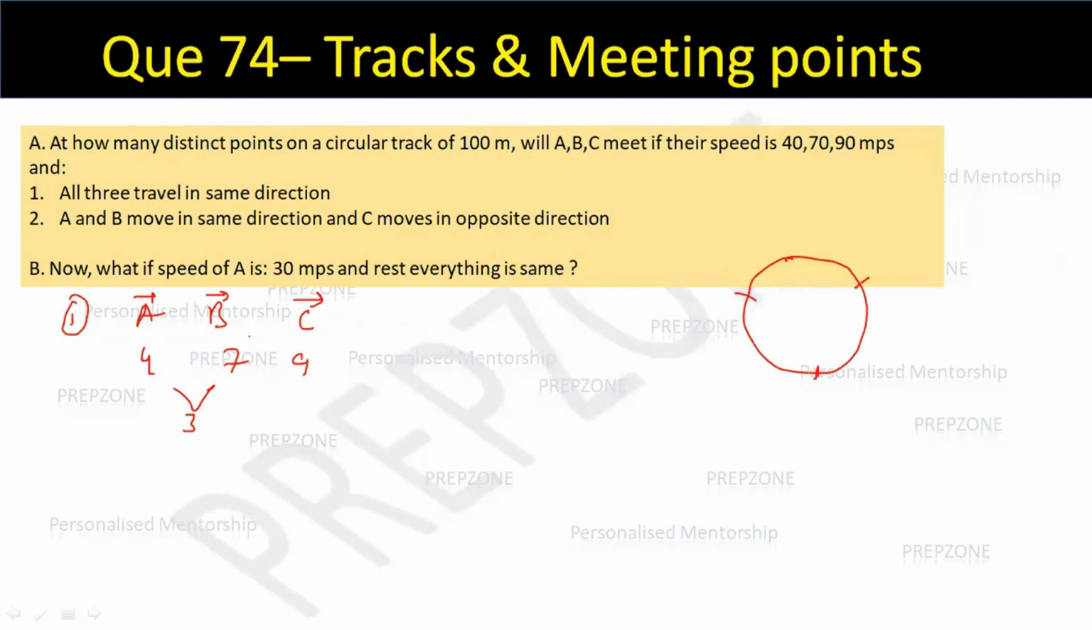Okay? Right. Now let's talk about B and C. They are meeting at how many points? 2 points. So now what will these points be? This and this. Yes. So now if I want to combine all of these, then?